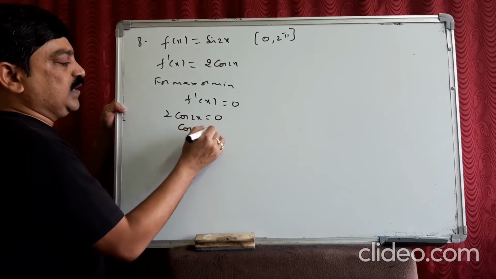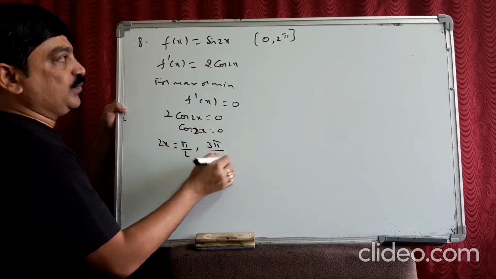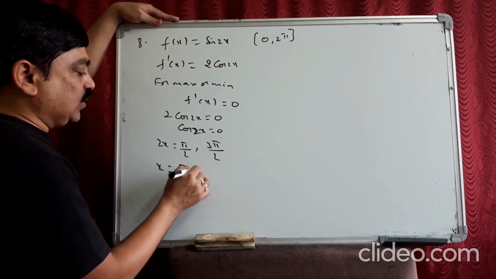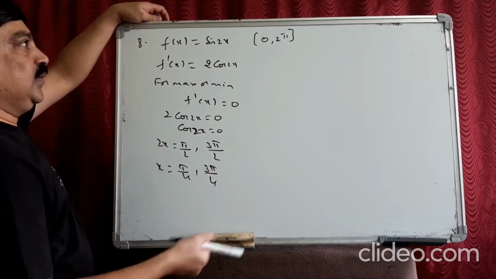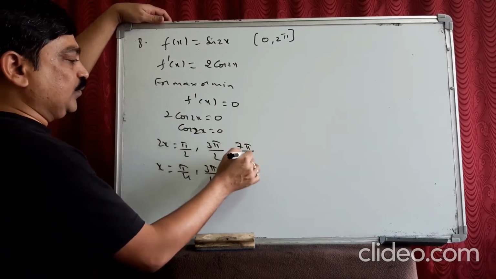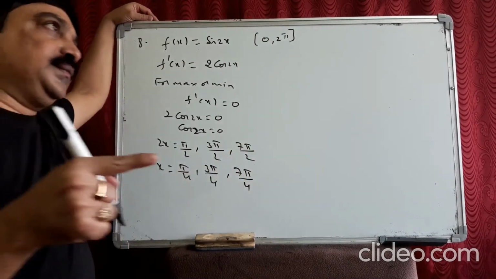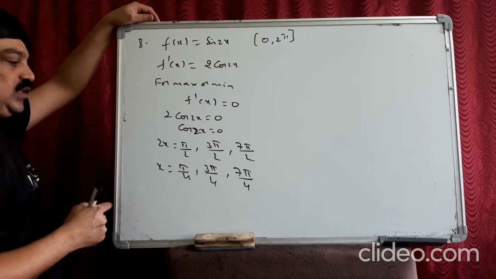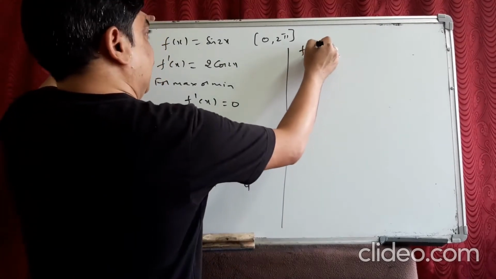So cos 2x will be 0 when 2x is pi by 2 and also 3 pi by 2 in this interval. When I take x, it becomes pi by 4 and also 3 pi by 4. I can also take 2 pi plus pi by 2. If 2x is 7 pi by 2, it becomes 7 pi by 4, because 7 pi by 4 means 7 into 45, that is 315, which is less than 2 pi. So you can take all these values. Let us substitute all these and check.